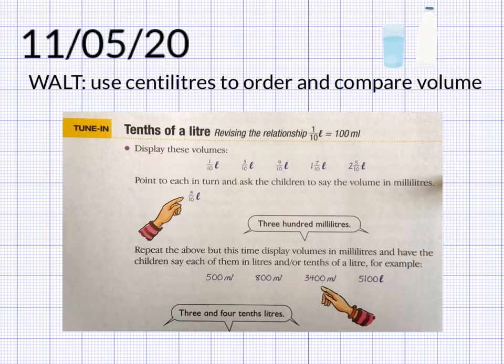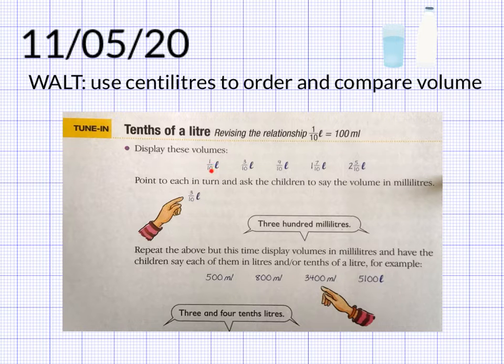Hi, this is lesson 1 of volume. We're looking at how to use centilitres to order and compare volume. So here we have that 1/10 of a litre is 100 millilitres.